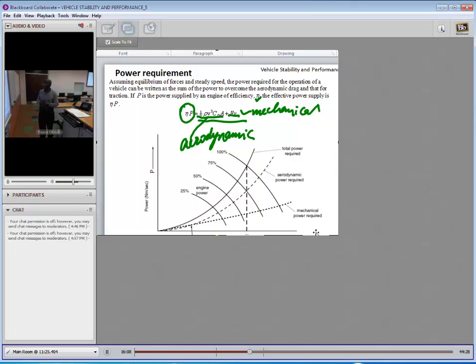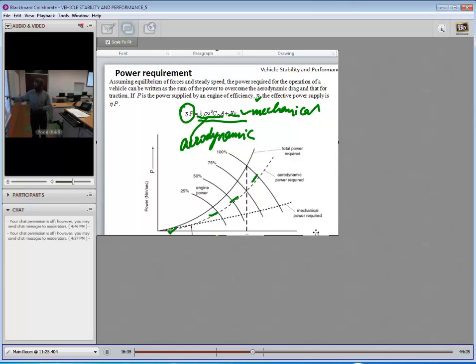It turns out that at low speed, the mechanical power required is actually dominant, as we see here in the very low speed, below 50 miles per hour. The mechanical power required is at the initial phase dominant, and at some point just about the same as the aerodynamic. But as the speed increases, we see the significance of the aerodynamic power required.